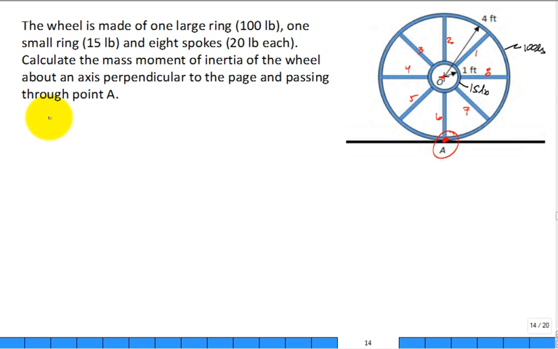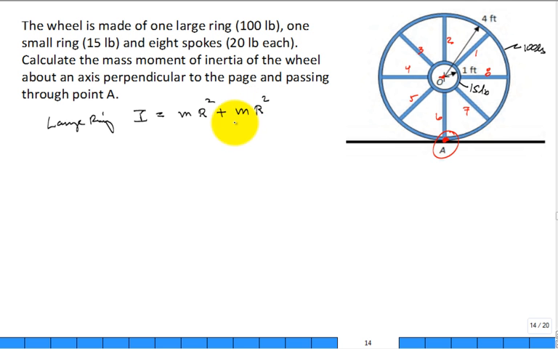So let's just do the large ring first. So I of the large ring will be the m, the mass of the large ring, times the radius of the large ring squared. And then we have to use the parallel axis theorem to move it from point O, the origin, down to point A. And that will be the mass times the distance squared.